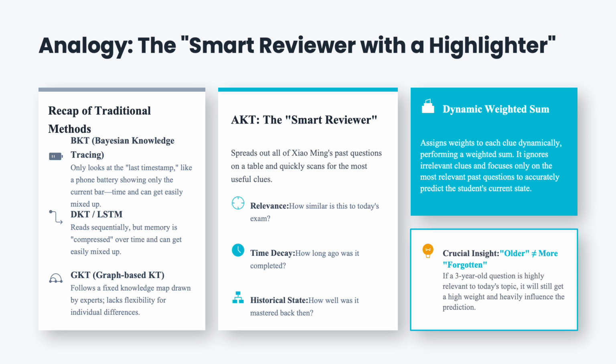Then came improvements like DKT+. They started adding subway maps between different pieces of knowledge. This helped the model understand that knowing concept A is connected to understanding concept B. It's a step forward, but the map is still a bit static.